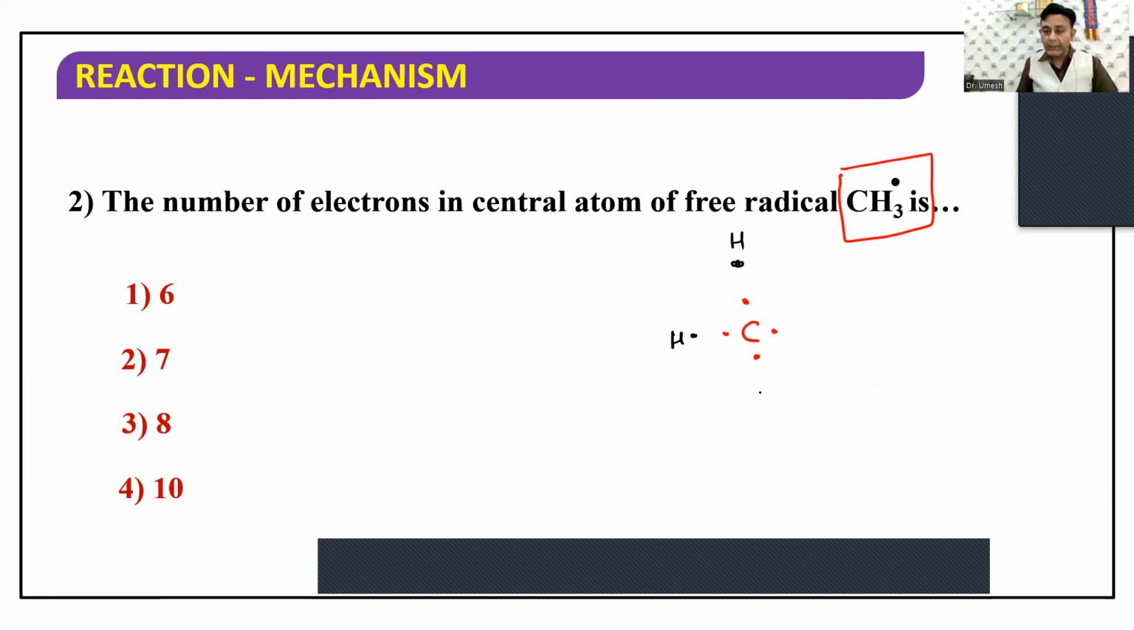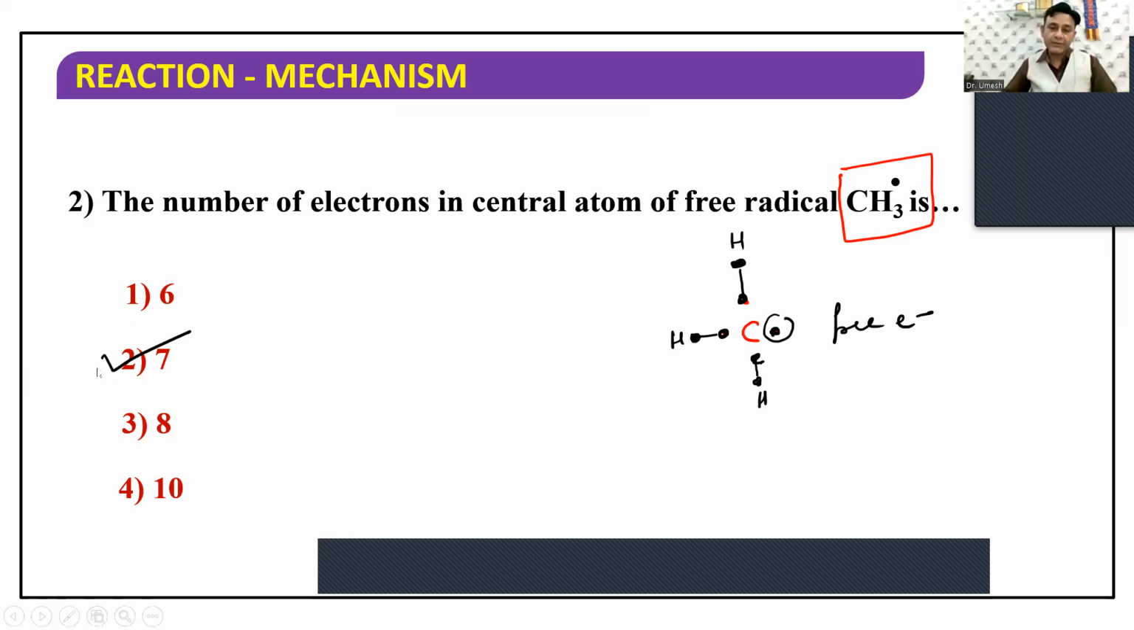So I'm drawing here the Lewis dot structure of this free radical. Sharing takes place here and a covalent bond is formed. And this is the one free electron here. Now count the number of electrons around the central atom here. 1, 2, 3, 4, 5, 6, and 7. It means my answer here is 7. So that's how we solve these questions of organic chemistry. It's a very basic question, very simple question.